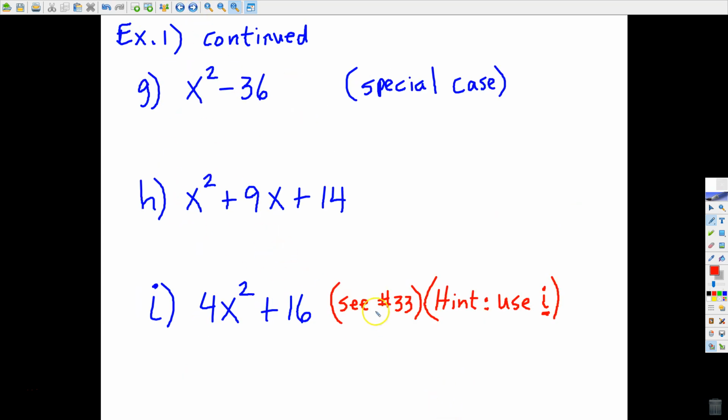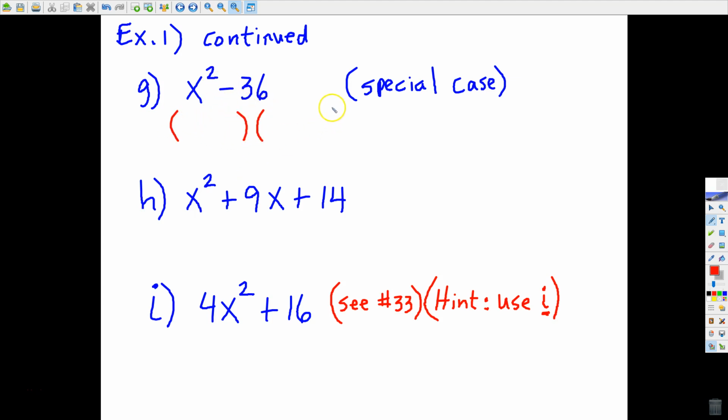Okay, let's keep on going. Here's a special case that I just wanted to refresh your memory on. Letter G. This is called a difference between two perfect squares. And these are nice. These are easy to factor if you recognize them. First of all, they're going to be a binomial instead of a trinomial. So whenever you have two terms, only two terms that you're trying to factor, and especially when they're being subtracted, you should think about this special case.